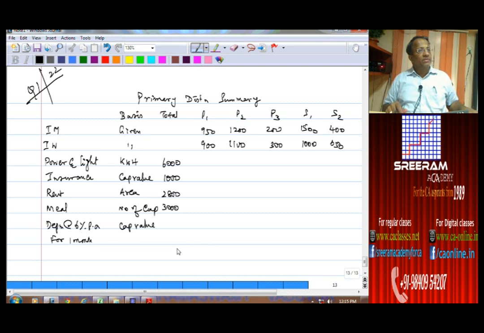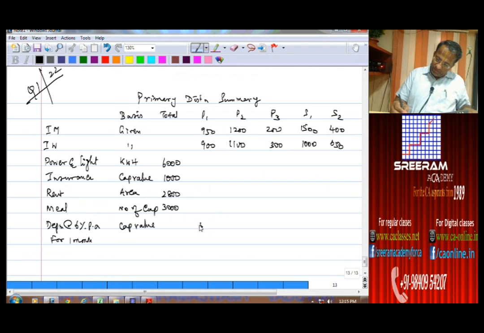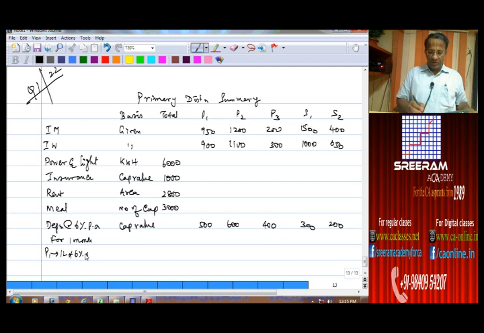So it is 1 lakh. First one is 1 lakh, on which 6% works out to 6,000 rupees per annum. 6,000 divided by 12 comes to 500. Next 600, 400, 300 and 200. How do you arrive at, for example, P1? 1 lakh into 6% for 1 month. That is the way we are arriving at this.